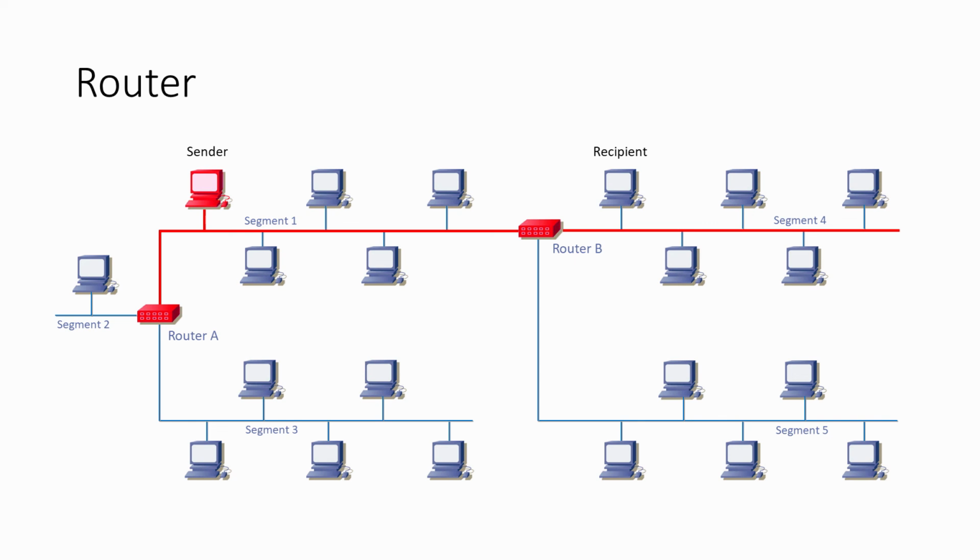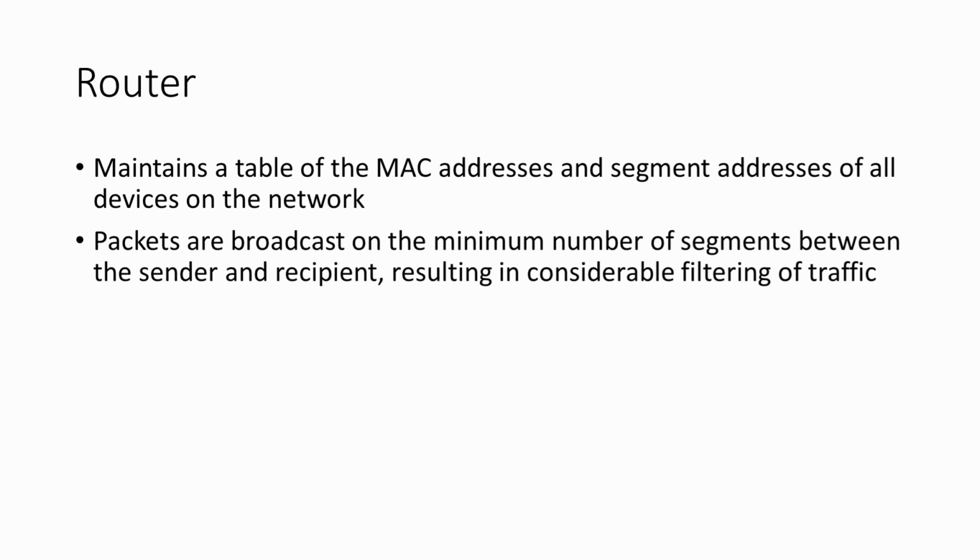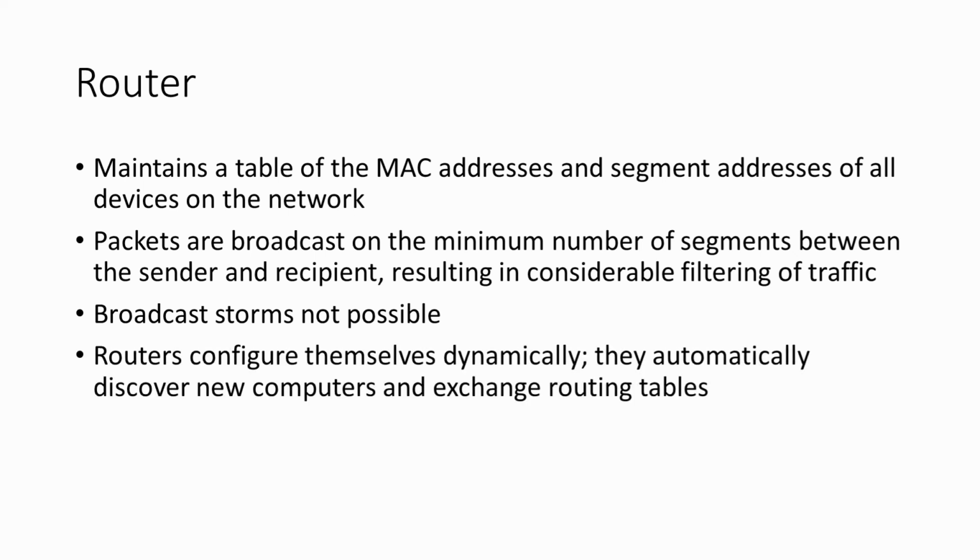So let's recap routers. A router maintains a table of MAC addresses and segment addresses of all the computers on the LAN, including information about other routers. On a routed network, packets are only broadcast where they need to be. They take the quickest route and there's no unnecessary broadcasting. Routers provide a high degree of traffic filtering. Broadcast storms are not possible on a routed LAN when it's working properly. Routers configure themselves. They share up-to-date information about what's on the network automatically.